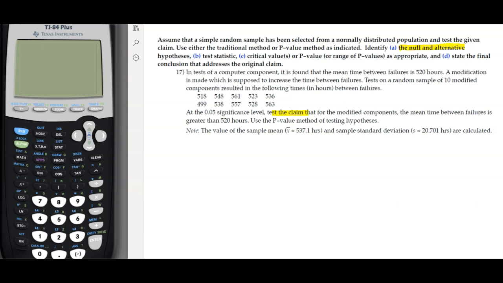The claim is saying the mean time between failures is greater than 520. If I write it down mathematically, this is going to be the mean is greater than 520. Because this one does not have an equal sign, it is strictly greater, so this will be the HA. The H0 would be the mean equals 520, and that would be the A.